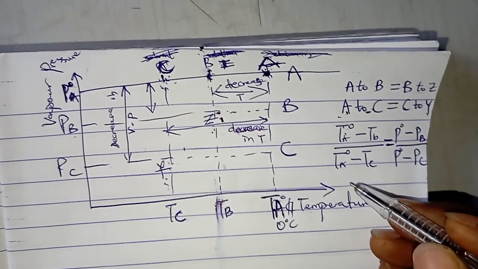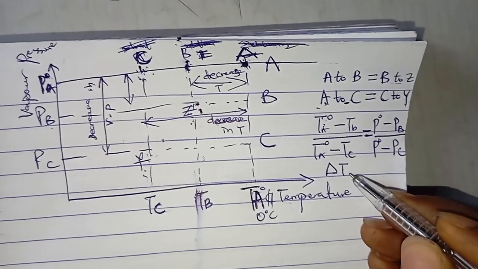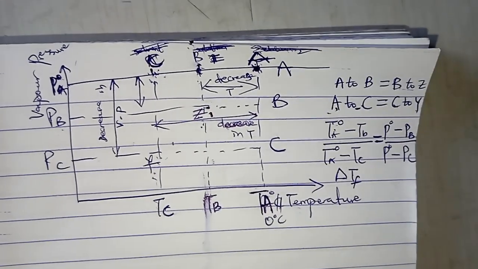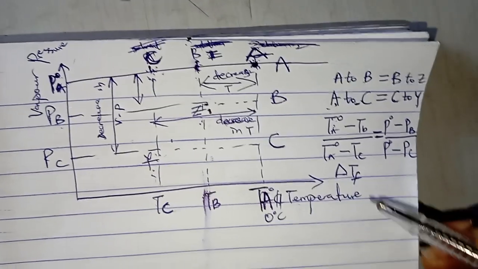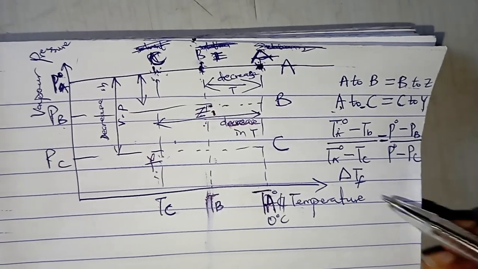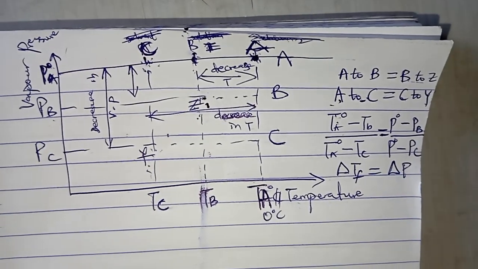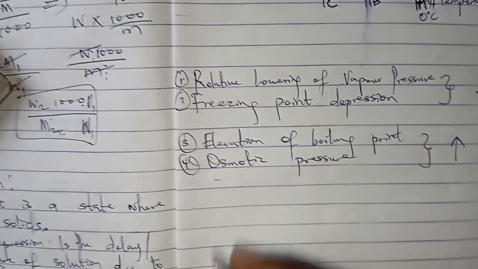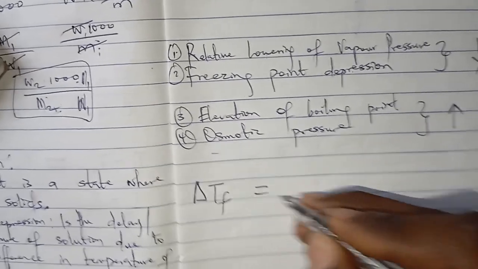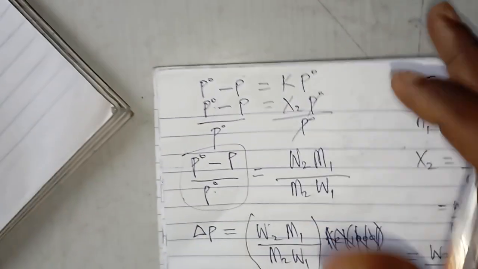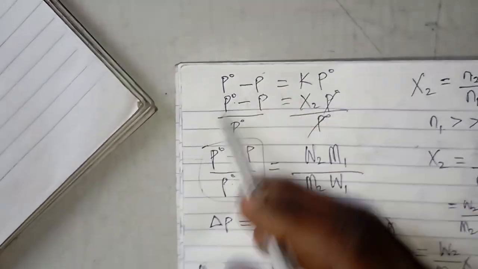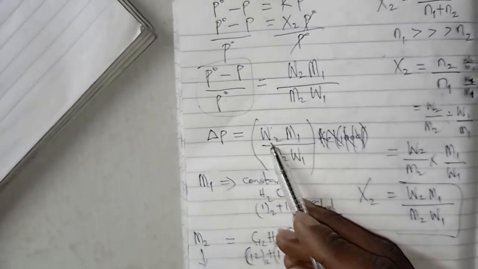So if you look at this, you can see that the change in temperature, and this time around it is a decrease in temperature. Whenever there is a decrease in temperature, it is freezing point, while whenever there is an increase in temperature, it is boiling point. So a decrease in temperature is equal to the change in vapor pressure, which is also a decrease. Since they are equal, you can very well see that the same formula can apply to freezing point. So to calculate freezing point, we know that the change in boiling point is always equal to W2M1 over M2W1. You can write it for this as well.